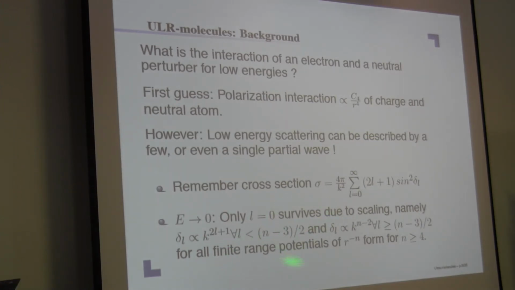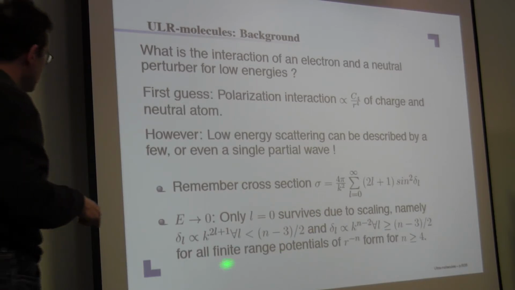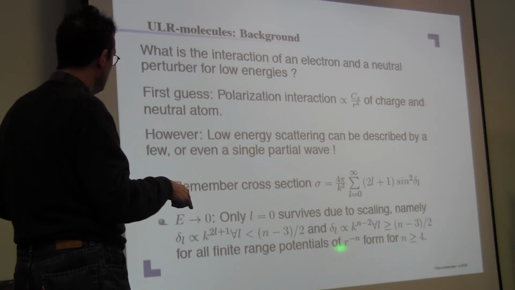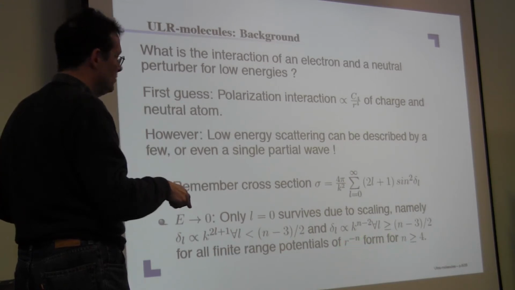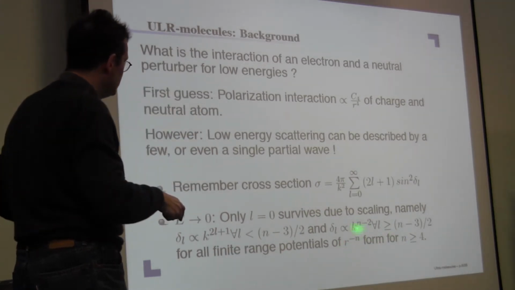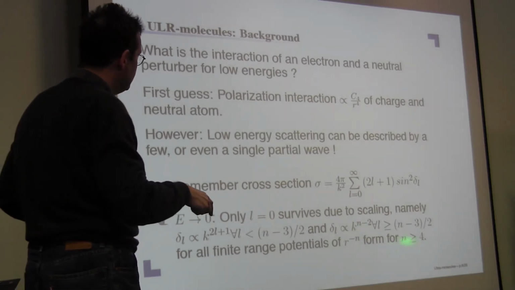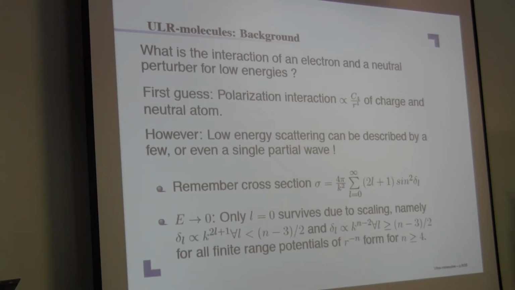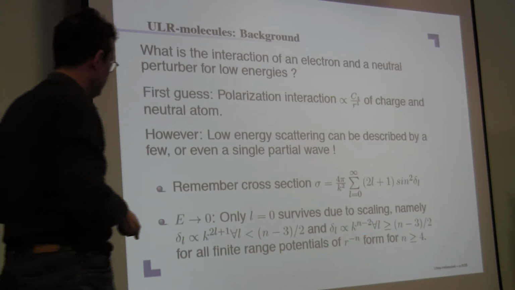This line of argumentation is fine if you have short-range potentials. Generally, short-range potentials mean that the n of the 1 over r to the n interaction of whatever you have, generally in the scattering, is n larger or equal 4. If you have a dipole-dipole like 1 over r to the third, this kind of behavior is not valid.